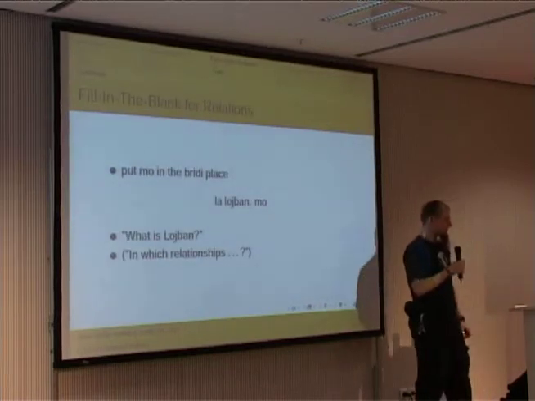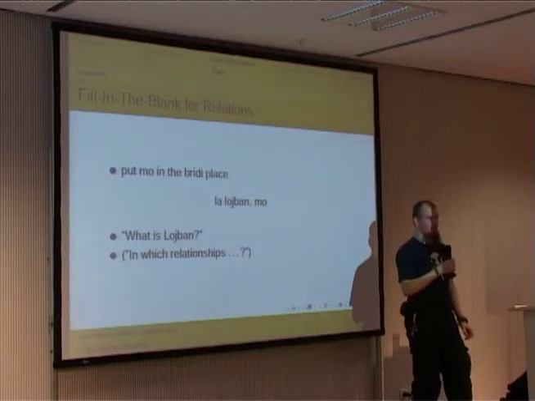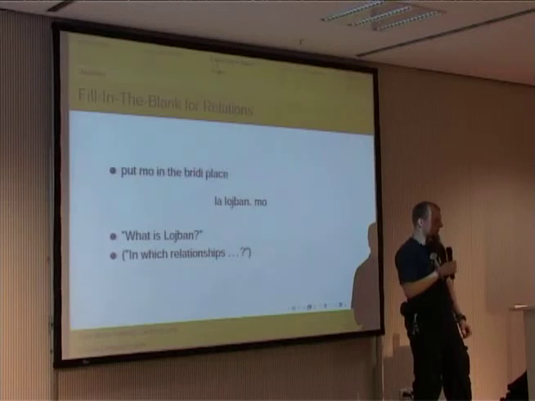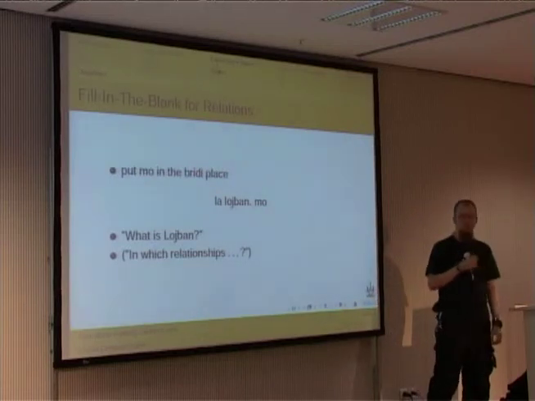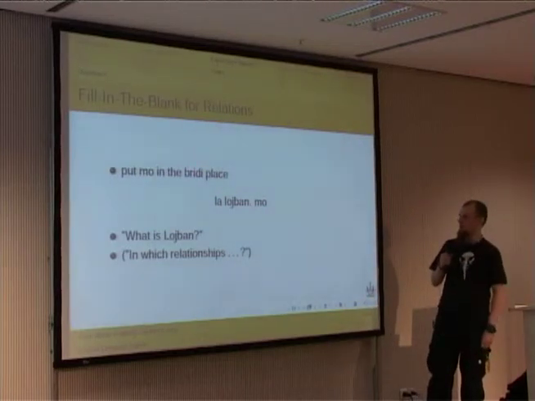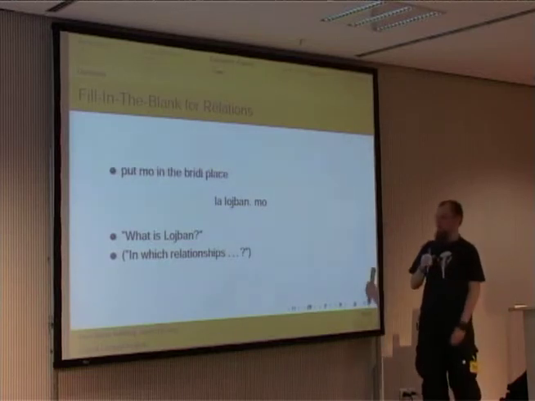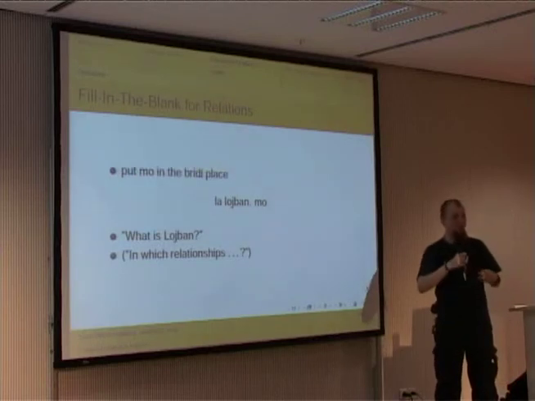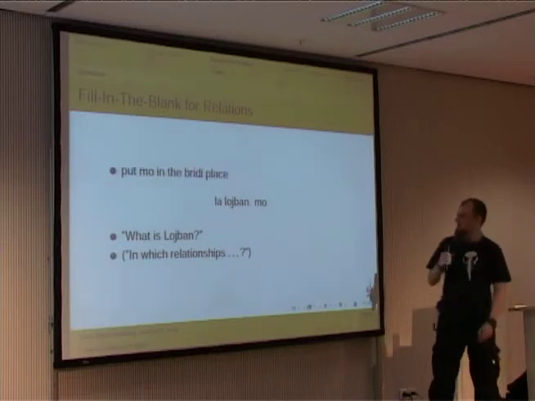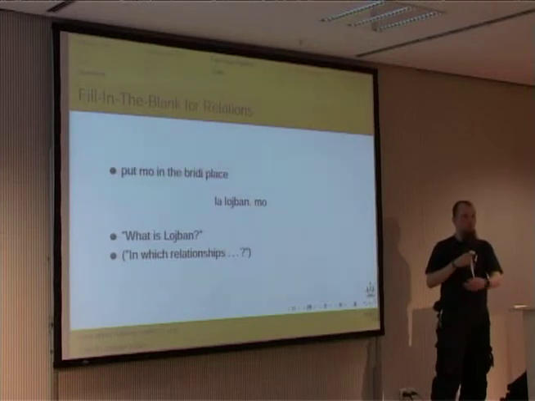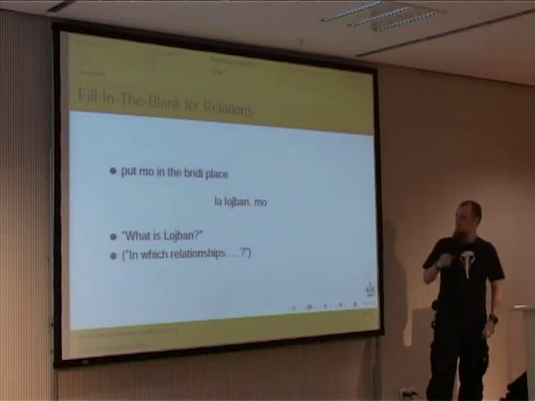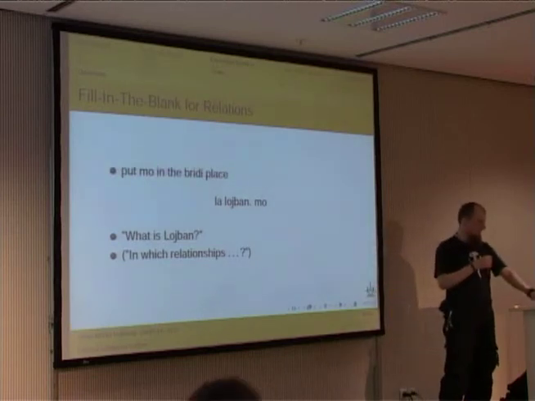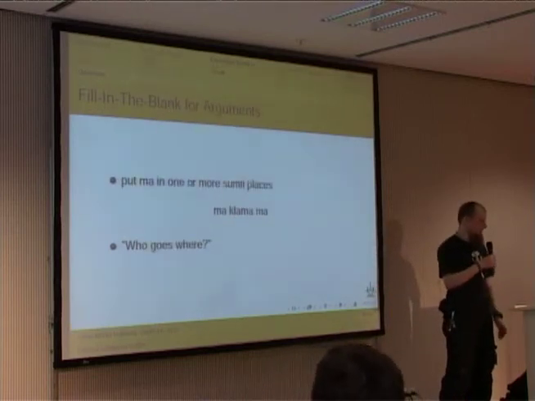Fill in the blank works for both relations and for arguments. For relations, use the word mo. Just put it in the place of the relation. So this is a standard example, la lojban mo. This means, what is lojban? Or more specifically, which relationships is lojban part of? So you would answer this by saying something which has lojban in the x1 place. And that's all.